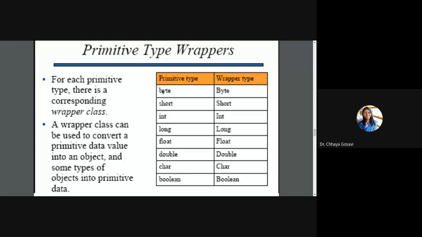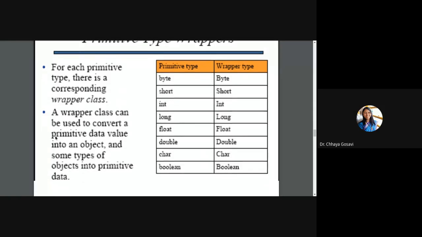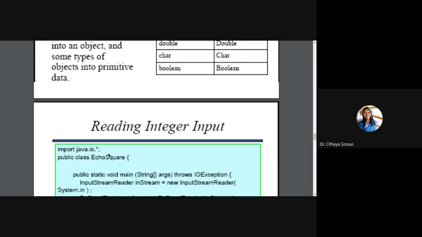So for every primitive data type, like byte, we have a Byte wrapper class. Note that B is capital, because a class name starts with a capital letter. For each primitive type, there is a corresponding wrapper class. A wrapper class has class variables as well as methods operating on that particular data type. If you need to convert a type from one to another, or some operations are defined for that data type, they are clubbed together into a wrapper class. A wrapper class can be used to convert primitive data values into objects, or objects into primitive data types.